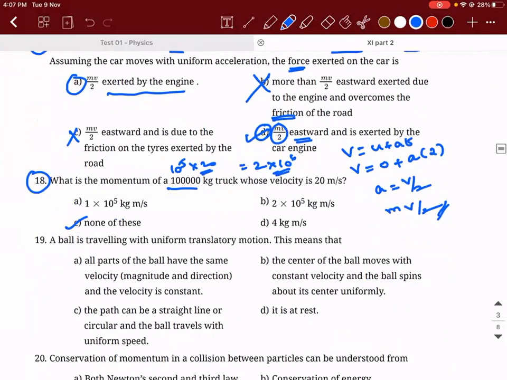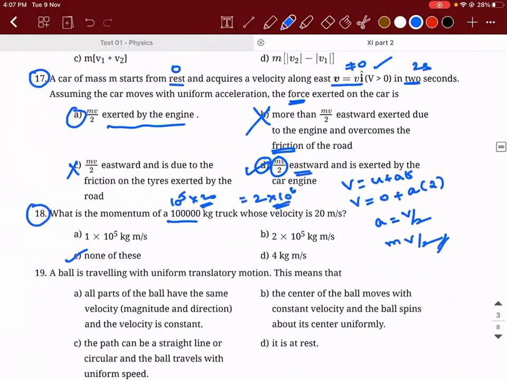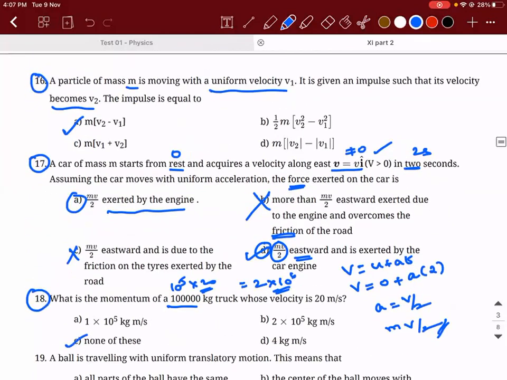Sir, can you explain 17 points? Why can't it be friction? See, when the object is moving with friction, then how can the force be more than this value?